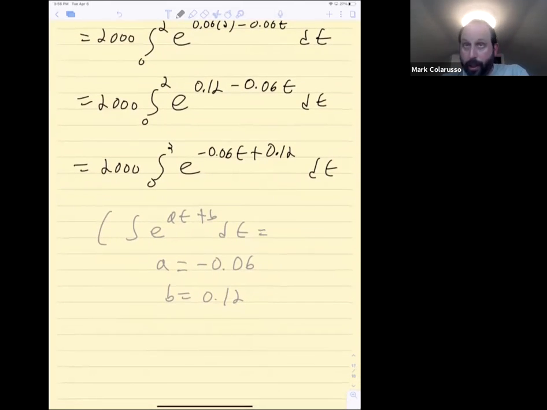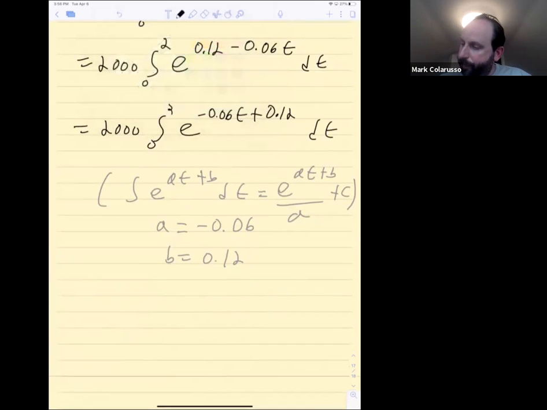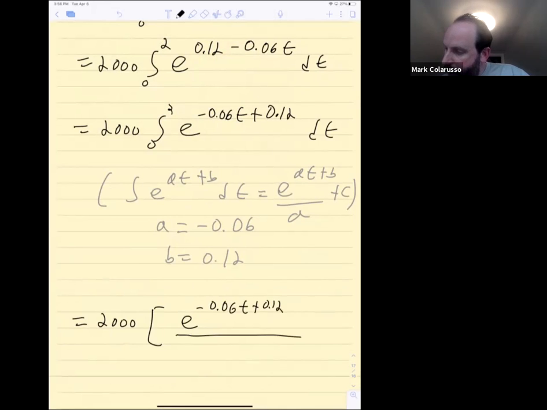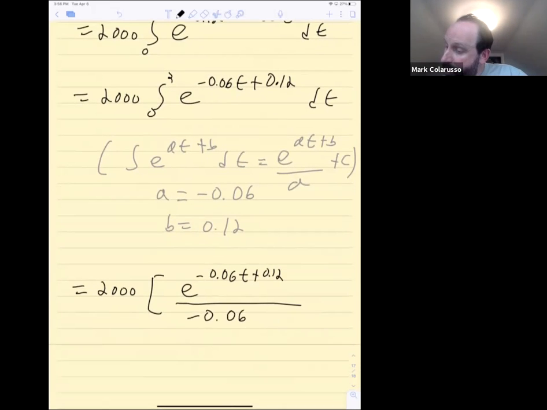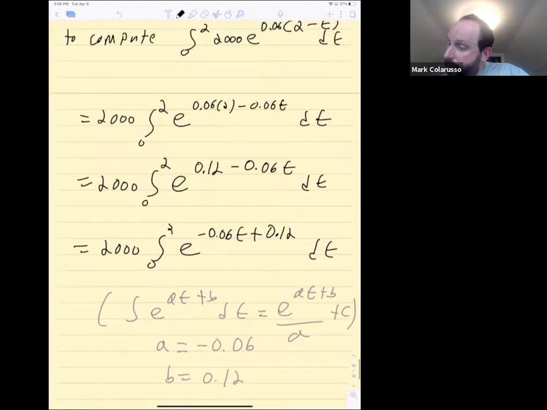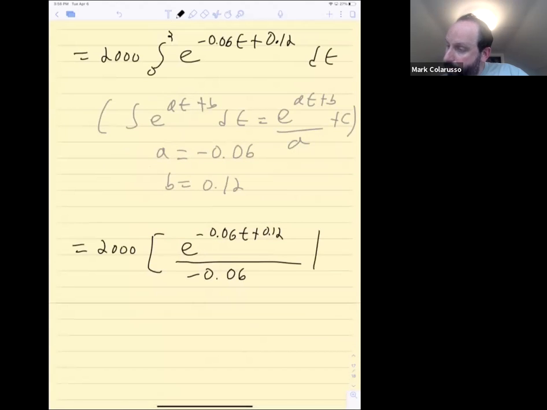And so then we said above that this integral is just e to the at plus b over a plus c. But if we're doing a definite integral, we just use an antiderivative. We don't have to worry about the plus c. So let me just clean that up. So using that formula, we're going to get that this is 2,000 times e to the minus 0.06 t plus 0.12 divided by minus 0.06, evaluated from 0 to 2.